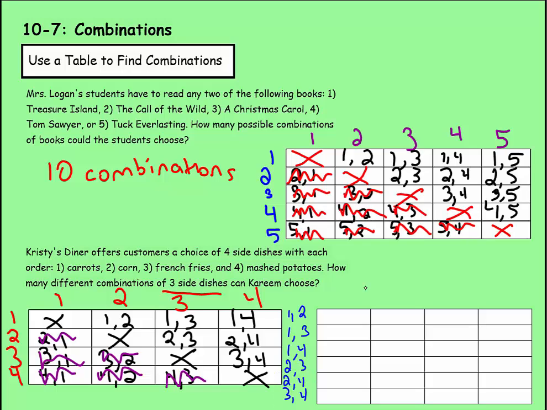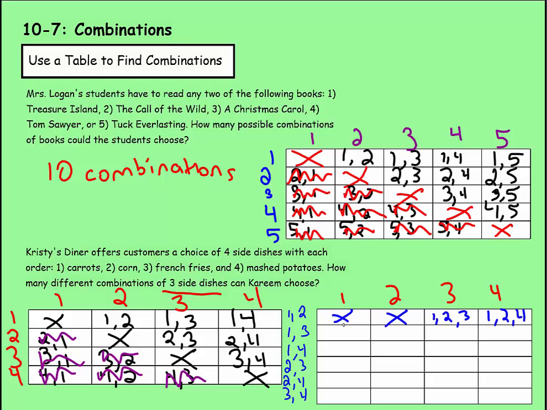Now we have our 4 sides that we can list across on the top, 1, 2, 3, and 4. Now we can add whatever ones aren't repeated already. So we have 1, 2, and 1. We can't do that because we already have 1. We can't do 1, 2, and 2. We can do 1, 2, and 3. And we can also do 1, 2, and 4.